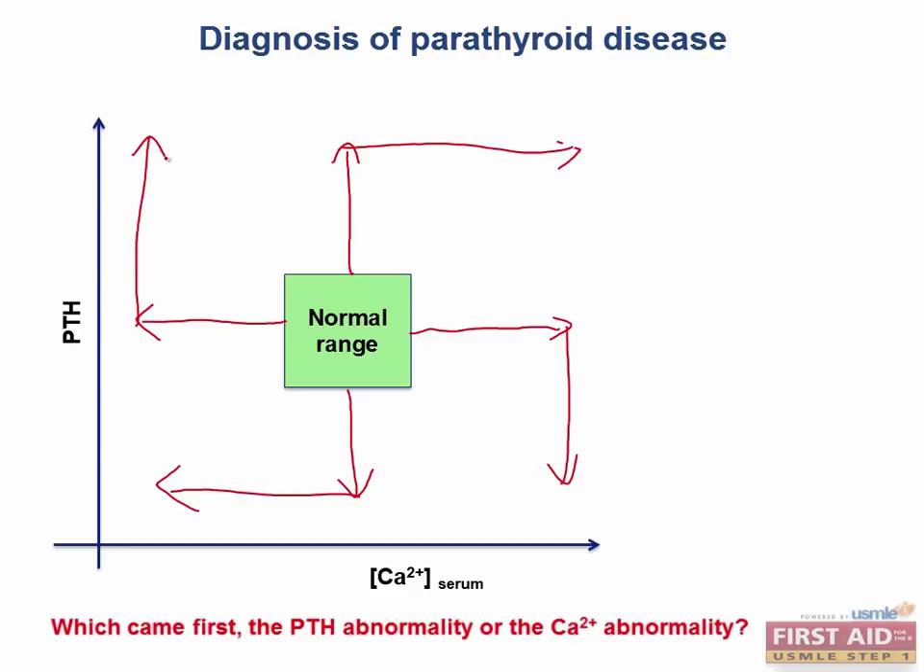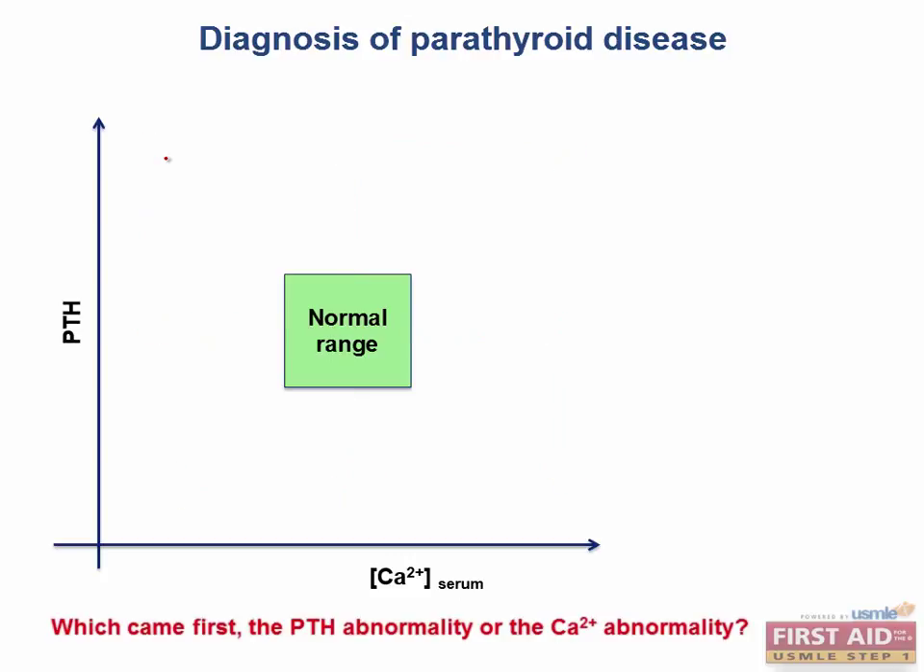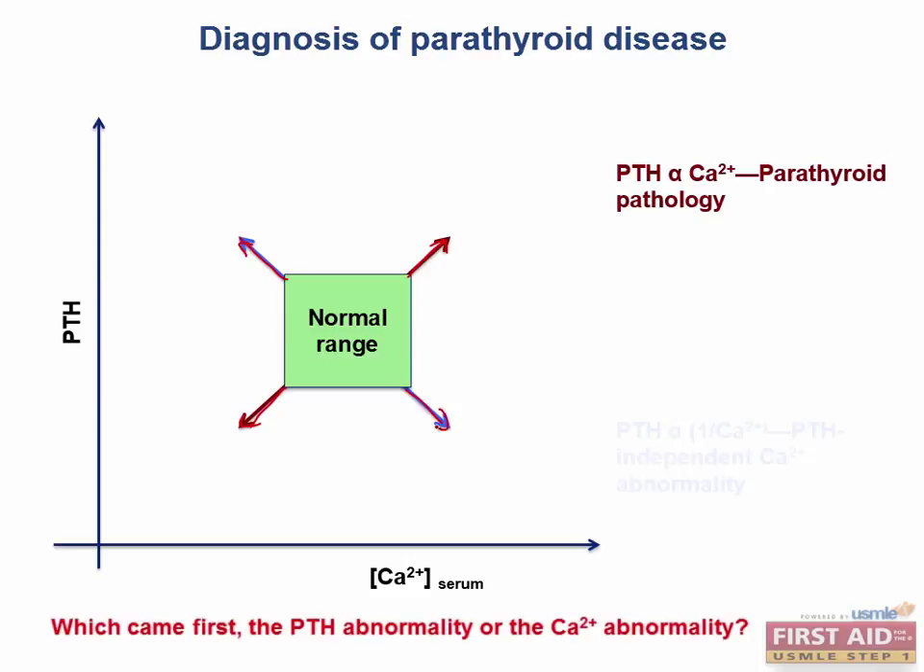Now, look, I know this is getting a little bit messy, and you're probably getting tired of me geeking out over graphs, so I'm going to make this very simple for you. PTH increases calcium. So, if the two are directly proportional, meaning either that both are increased or both are decreased, then it's pretty safe to say that the problem is with the parathyroid gland itself. Conversely, if the two are inversely proportional, meaning PTH goes up while calcium goes down, or vice versa, then the problem is a PTH-independent calcium abnormality.